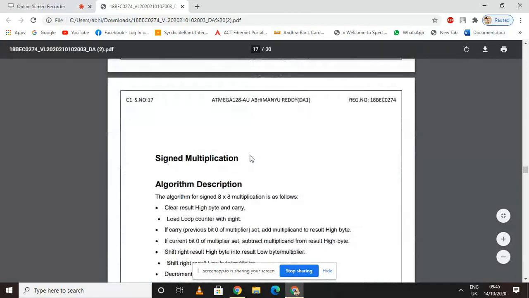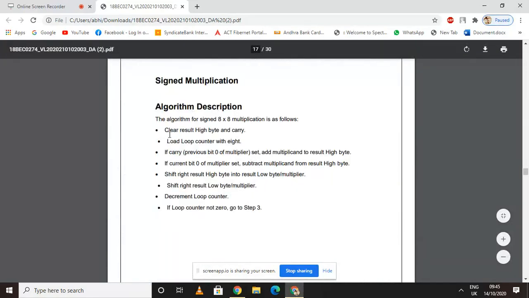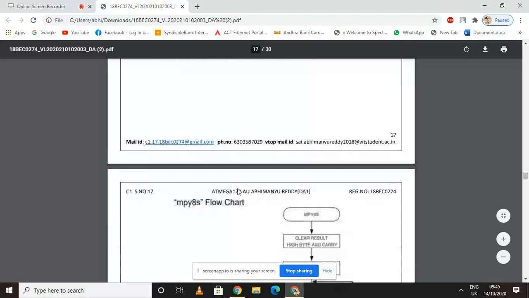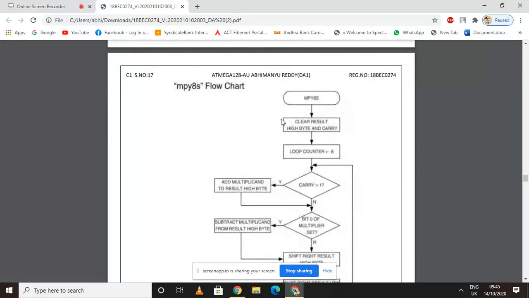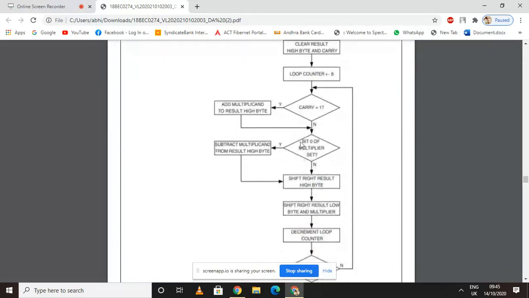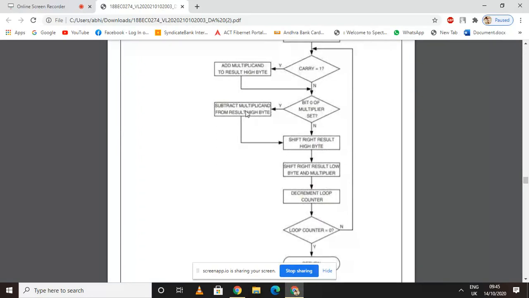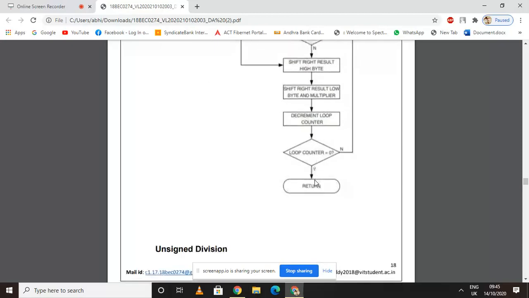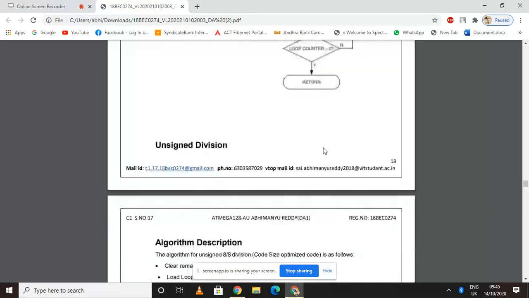Then return. For signed multiplication, there is an algorithm description: clear result high byte and carry, load loop counter with 8. Add multiplicand to result high byte if the current bit 0 of multiplier is set, otherwise subtract multiplicand from result high byte, and so on. If the loop counter is not 0, return back to step 3. This is the flowchart: clear result high byte and carry, loop counter, carry, bit 0 of multiplier set, then go to subtract multiplicand from result high byte, shift result high byte, shift right result low byte and multiplier. If the loop counter is not 0, return back to step 3.